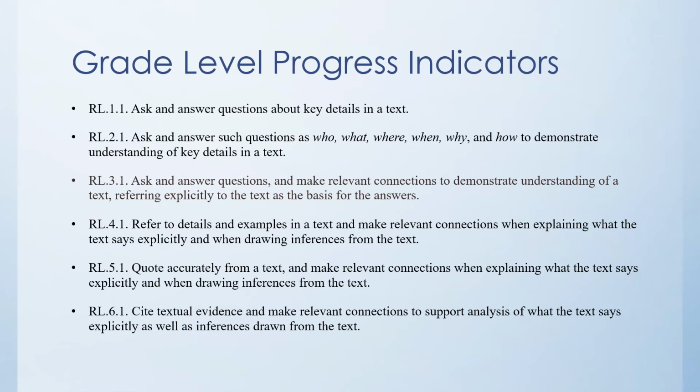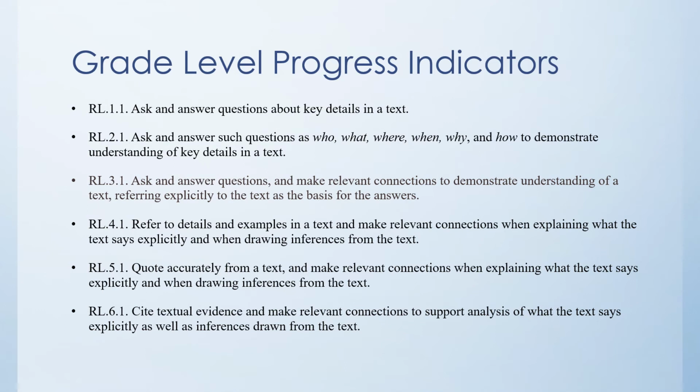So in first grade, it's ask and answer questions about key details. In second grade, we ask and answer questions and it's specified who, what, where, when, why, and how. In third grade, we ask and answer questions and make relevant connections. In fourth grade, they refer to details and examples in a text and make relevant connections when explaining what the text says explicitly and when drawing inferences. So fourth grade is the first time that we start learning about inferences.